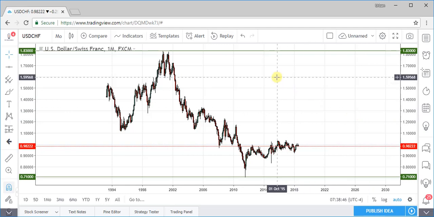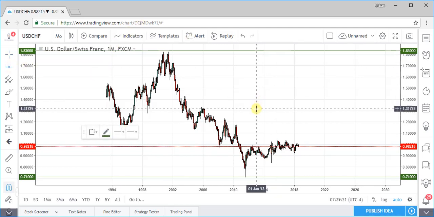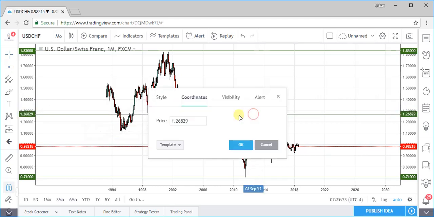All right, now from there we're going to divide that by 2. And we get 0.56. So we're going to add that to the lowest number, which is 0.71. And we get 1.27. So our midpoint goes right here at 1.27.